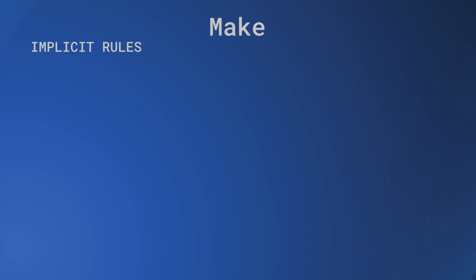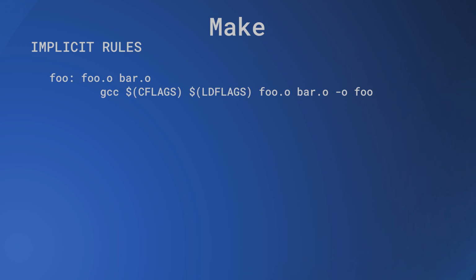For example, if you have a makefile with a line foo with prerequisites foo.o, bar.o, and the recipe command gcc $(CFLAGS) $(LDFLAGS) foo.o bar.o -o foo. In this makefile, there is no rule specified for making foo.o. If there is a foo.c file, make uses the gcc compiler. If there is a foo.cc, make uses the g++ compiler. And if there is foo.p, make uses the Pascal compiler, and so on.